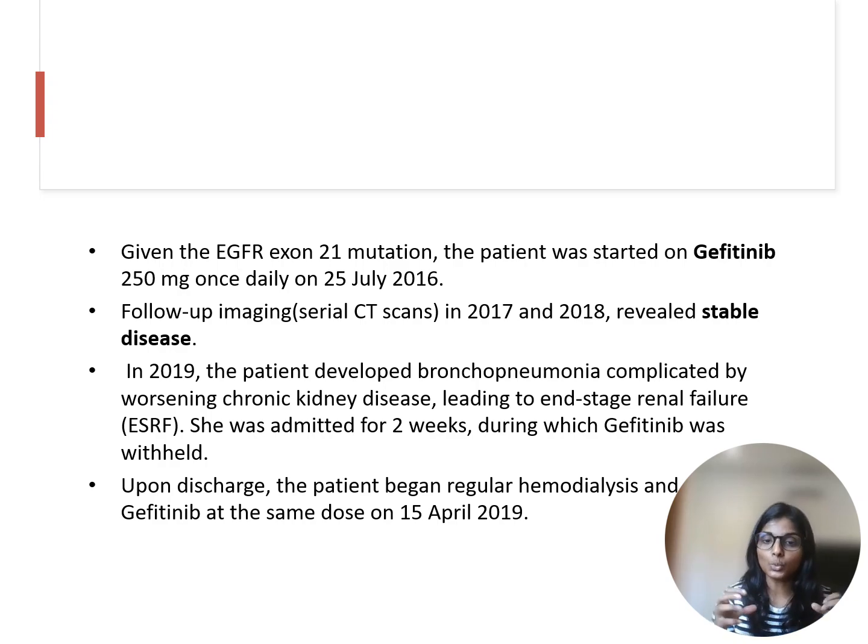She was admitted for 2 weeks during this whole course of illness, and only during those 2 weeks was the gefitinib, the tyrosine kinase inhibitor, stopped. Upon discharge, the patient began regular hemodialysis, and she was continued on gefitinib at the same dose.